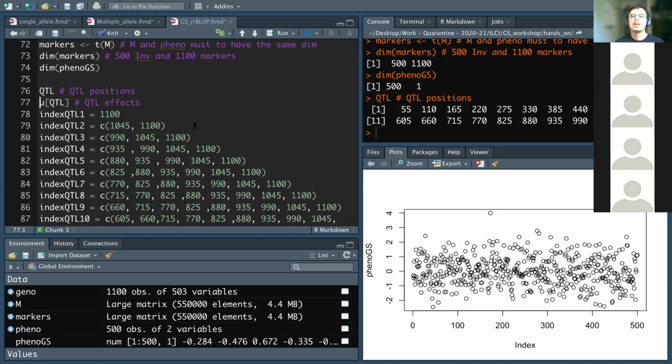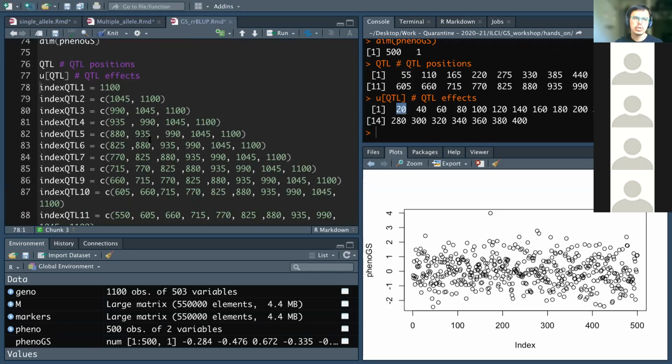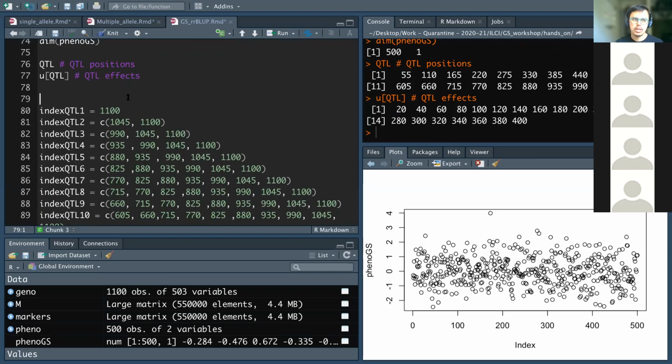So remember that we have 20 QTLs, and here we have the positions of those QTLs. The first QTL is in position 55, the second one position 110, and until the last one is in position 1,100. And then we have the effects of the QTLs, and it's easy to know that because we simulated the data. So for example, the QTL in position 55 only has an effect on the phenotype of 20.